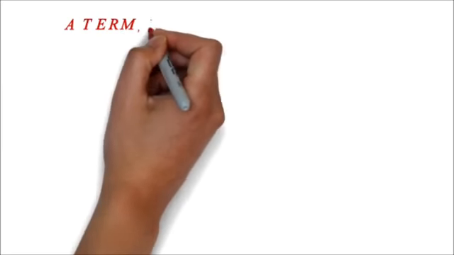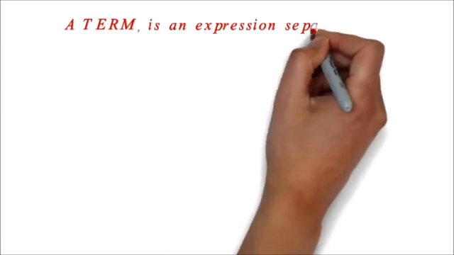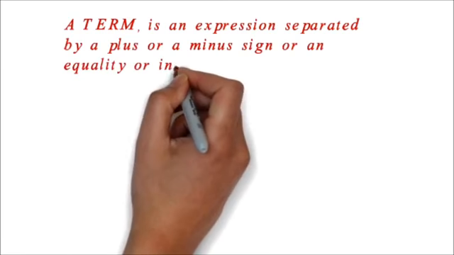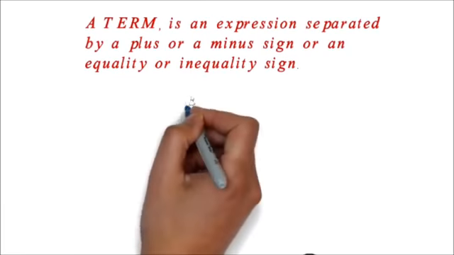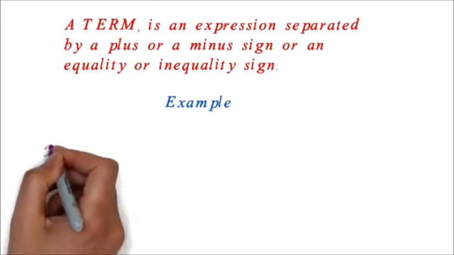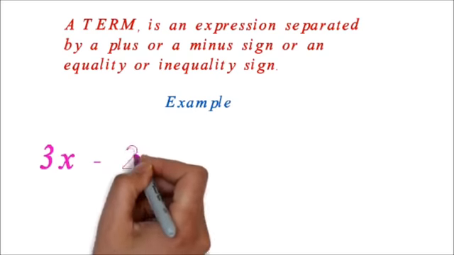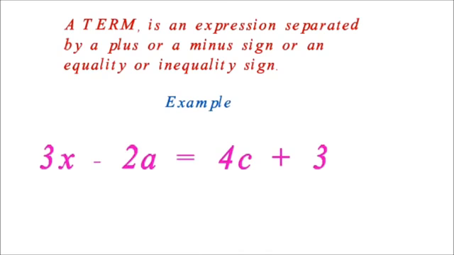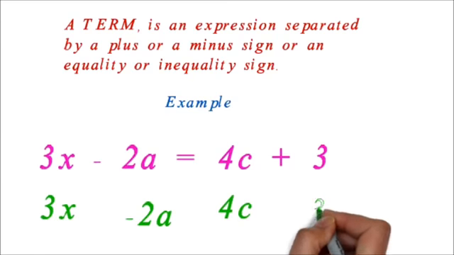Now we are looking at our terms in an equation. In an equation or inequality, a term is an expression separated by a plus or minus sign, or an equality or inequality sign. Example, 3x minus 2a equal 4c plus 3. So these are the terms we have. We have 3x, minus 2a, 4c, and 3.